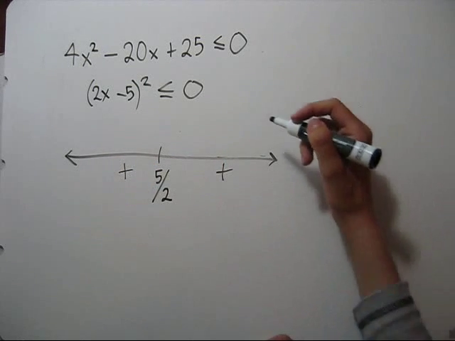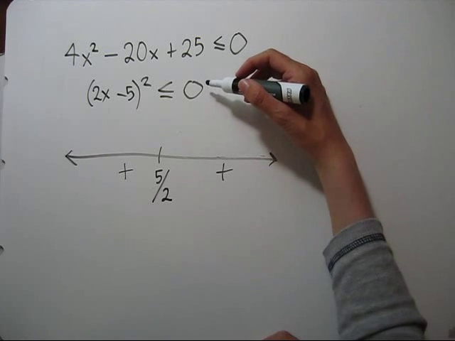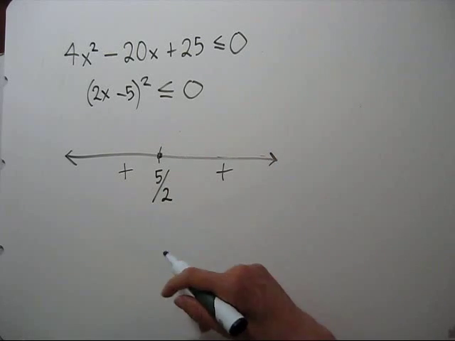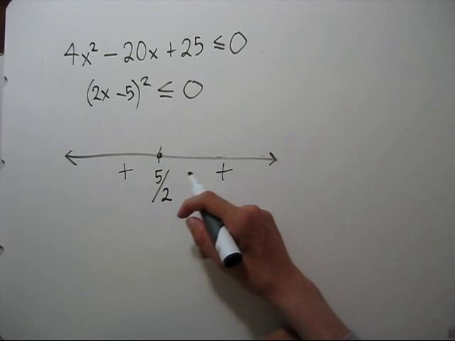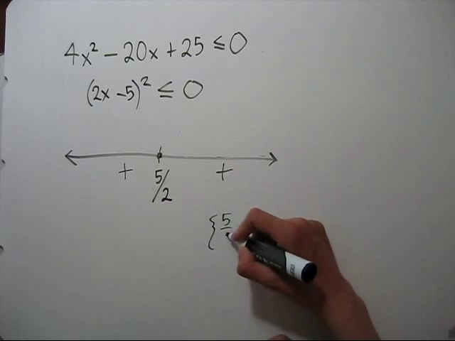Now let's interpret this number line to find the answer. We want less than or equal to 0. Now it's 0 at 5/2, but there's no negative, so our solution is just the set 5/2.